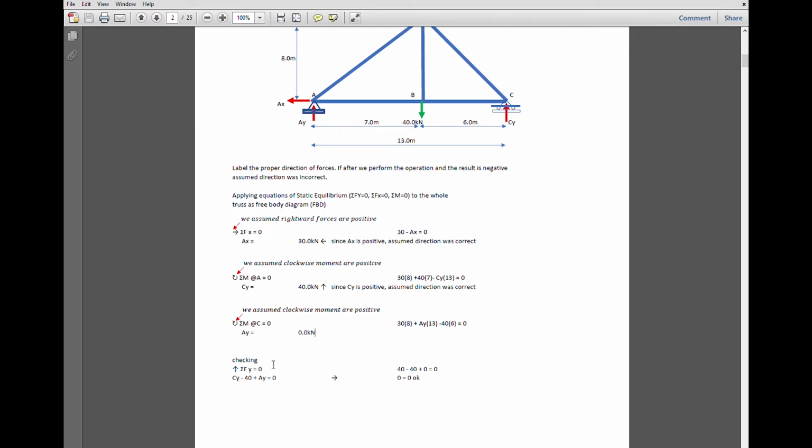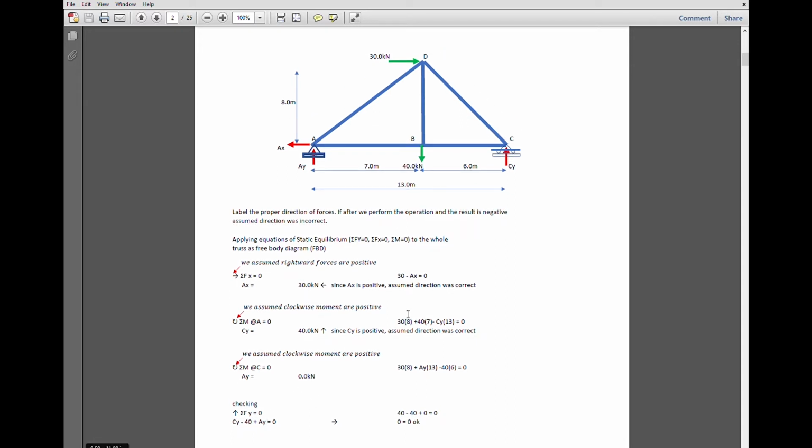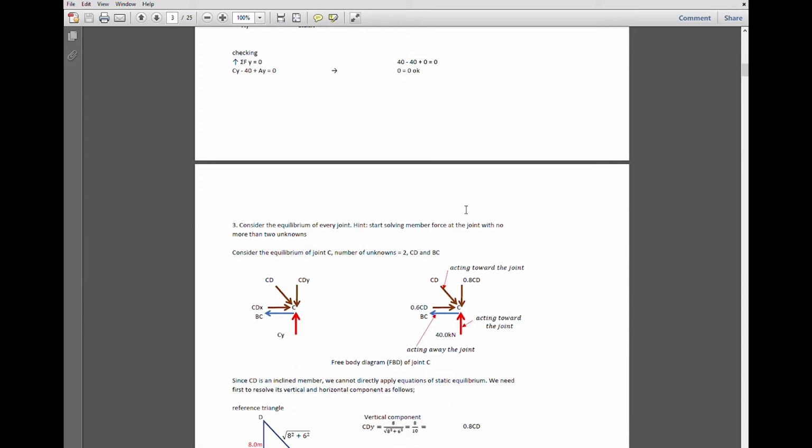Okay, so we can now check if itong na-solve natin support reactions na ito ay tama, by applying summation forces vertical is equal to 0. We have to satisfy this equation of static equilibrium, summation forces vertical. So, yung CY natin guys is equal to 40. Then, itong AY natin is equal to 0. Then, yung downward is equal to 40. So, ibig sabihin 40 minus 40 plus 0, that is AY, that is equal to 0. So, since we satisfy summation forces vertical is equal to 0, AY and CY is equal to 0 and 40 kN respectively. Okay, so we proceed.